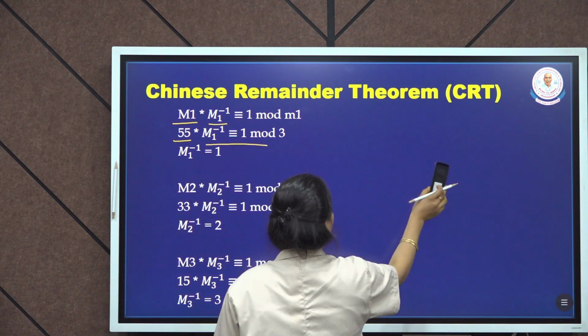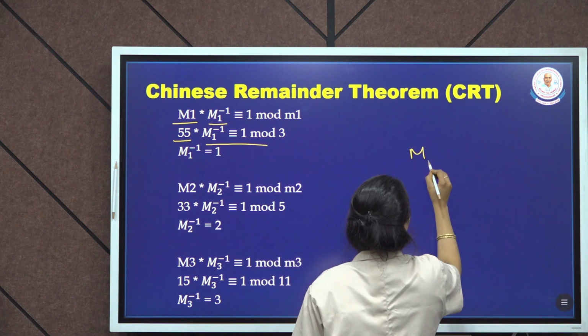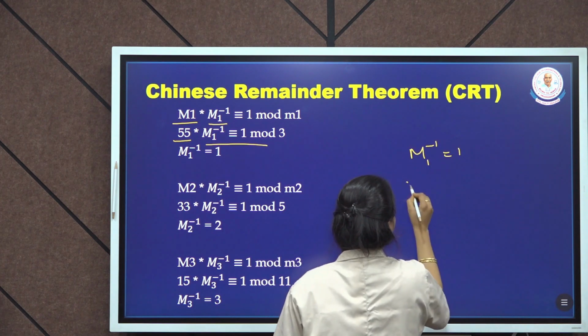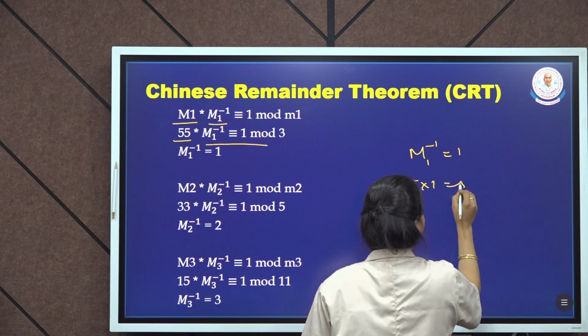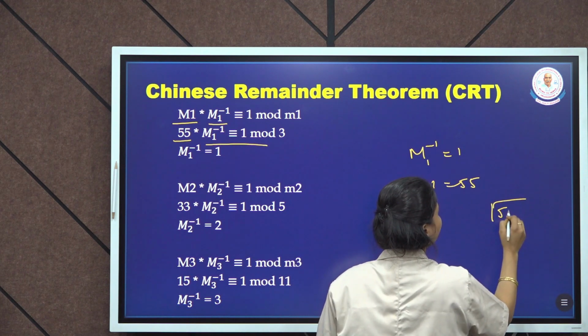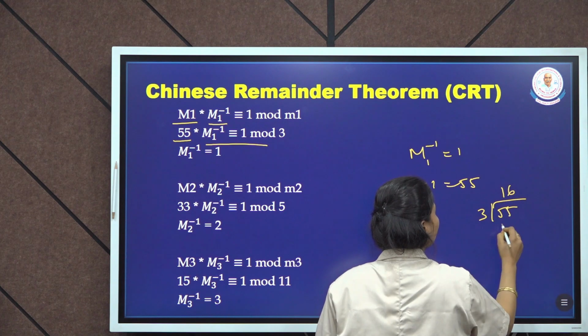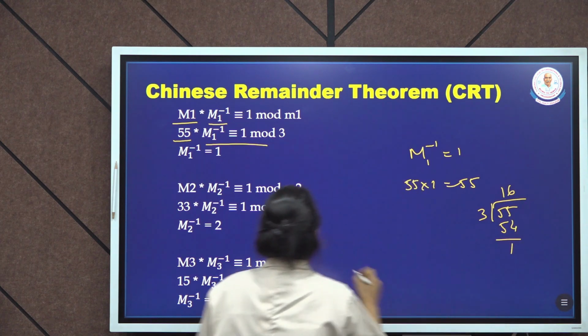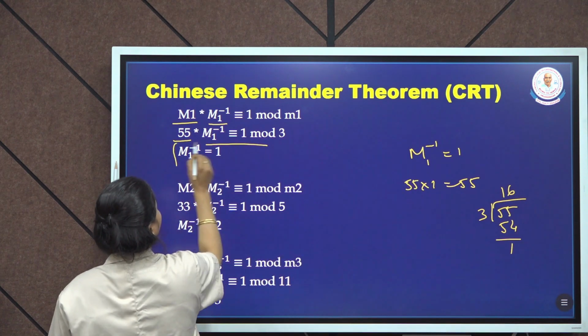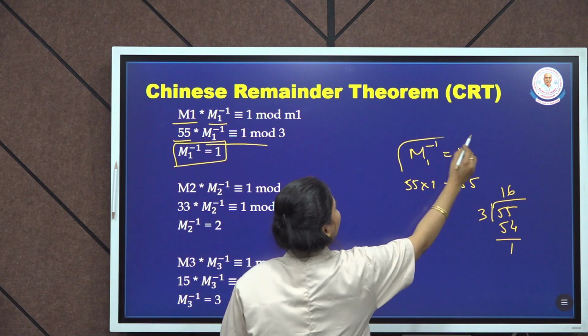So now I am going to put the value capital M1 inverse is equal to 1. So 55 into 1 is equal to 55. I am going to divide the 55 by 3. So 16 3s are 54, remaining 1. So the condition is true. So the M1 inverse value is 1.